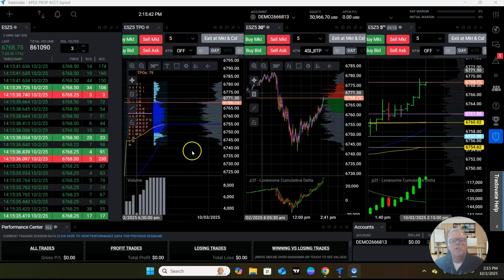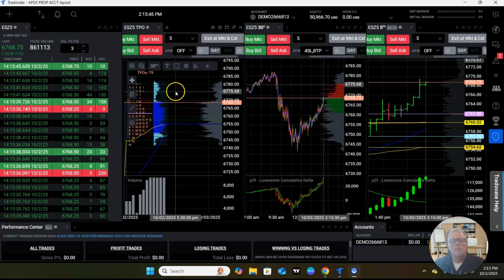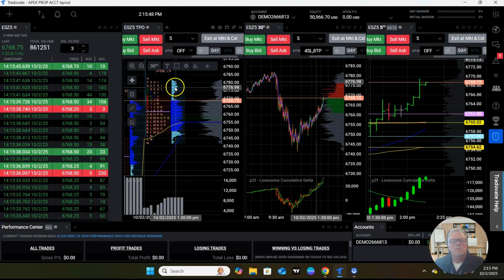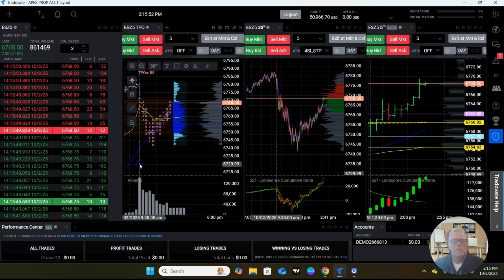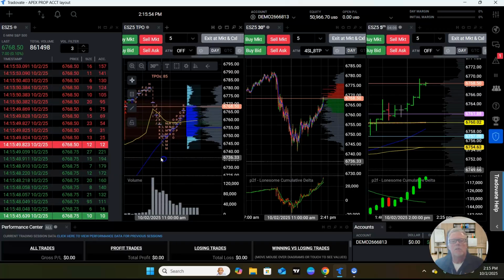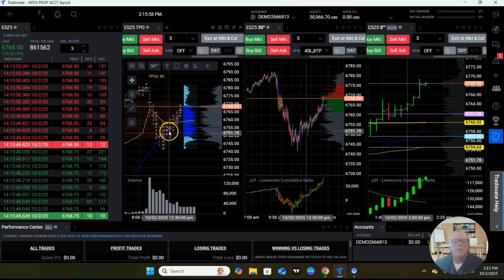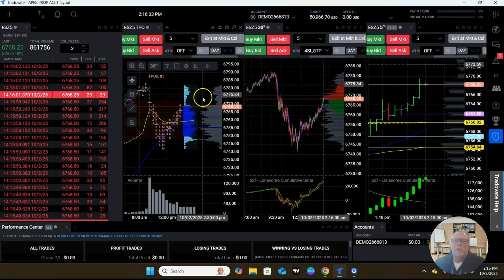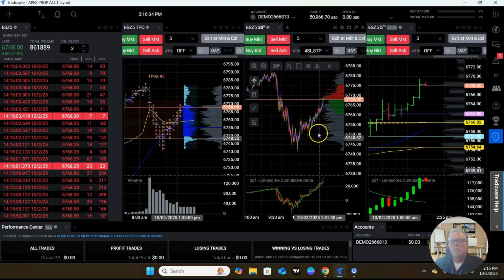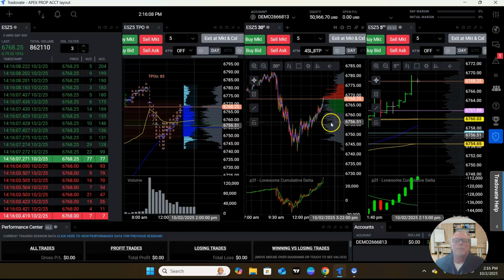This is a TPO chart that's got a 30-minute designation for each letter that moves here. I'm going to split that profile and show you. Every 30 minutes, I've got a different letter that prints over here. And then here is a volume profile, that same volume profile here, same volume profile over here.